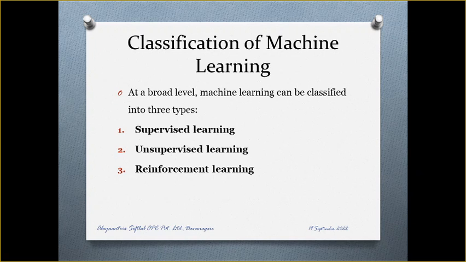Just take a note of this. There are 3 types of machine learning: supervised learning, unsupervised learning, and reinforcement learning. Just take a note of this.